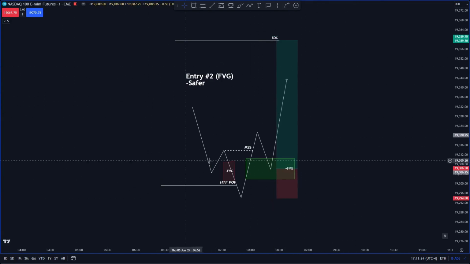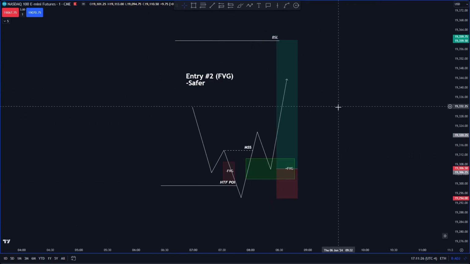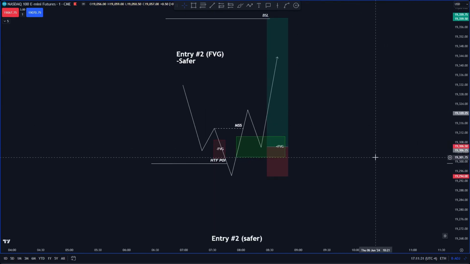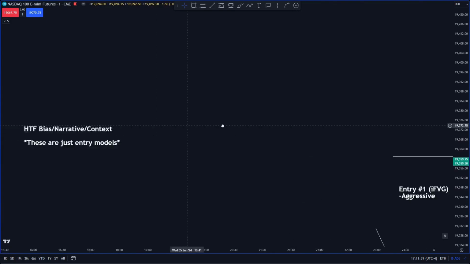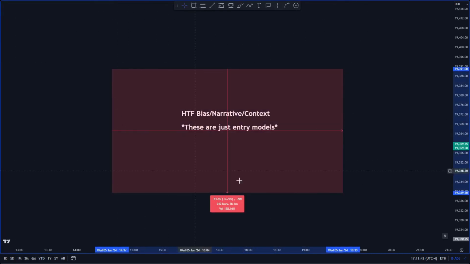But yeah, you don't need to overcomplicate ICT trading. For me at least, it's just fair value gaps and swing highs, swing lows. That's pretty much all I need. I'll definitely use other concepts like Power of 3 or market maker models to back my trade, but that's on the higher time frame, right? The higher time frame is for me to form some sort of trade idea.